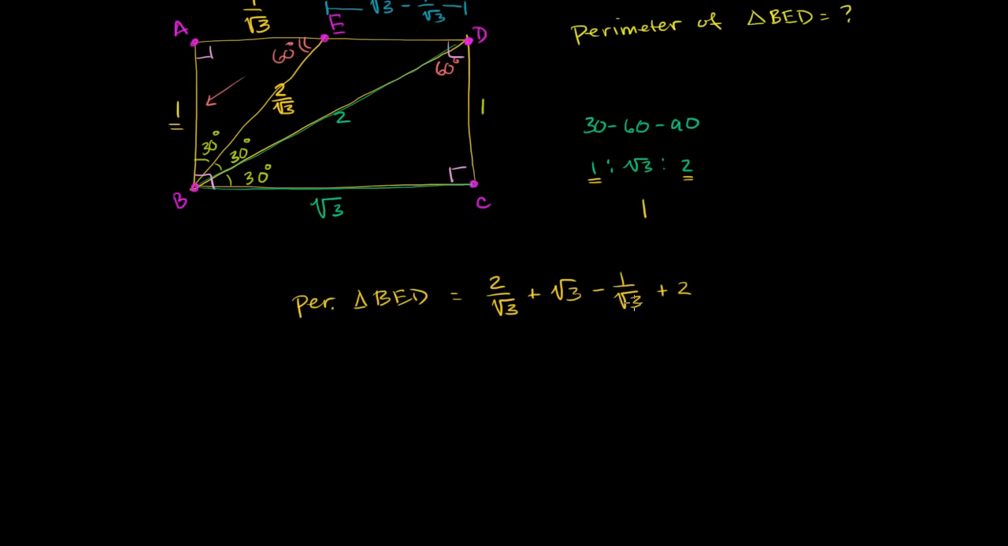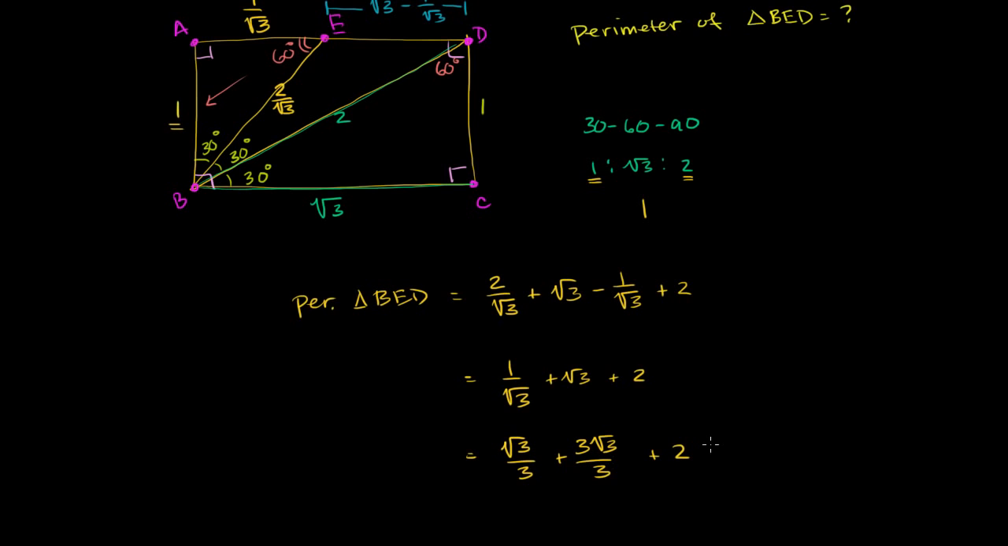But let's see, 2 over the square root of 3 minus 1 over the square root of 3 is 1 over the square root of 3. And then you have plus the square root of 3 plus 2. And let's see, I can rationalize this. If I multiply the numerator and the denominator by the square root of 3, this gives me the square root of 3 over 3 plus the square root of 3, which I could rewrite as plus 3 square roots of 3 over 3. I just multiplied this times 3 over 3, plus 2.